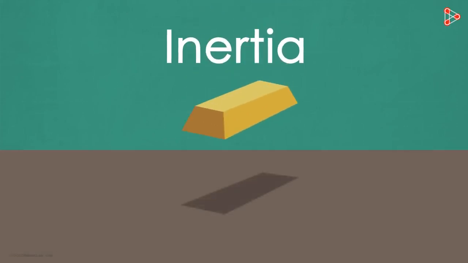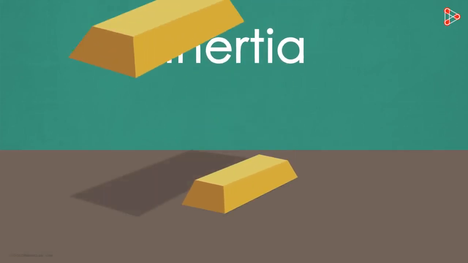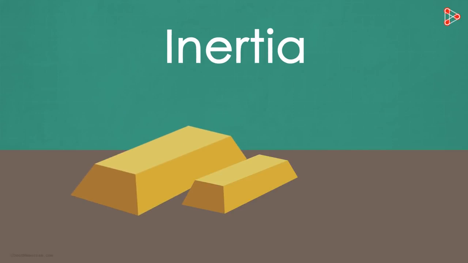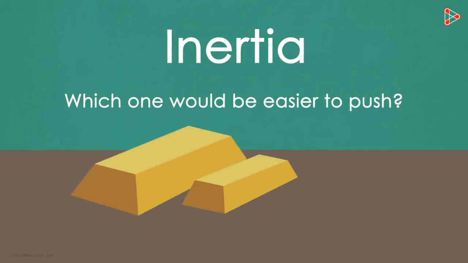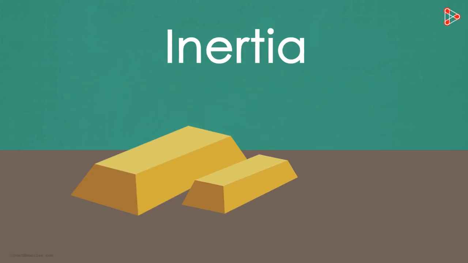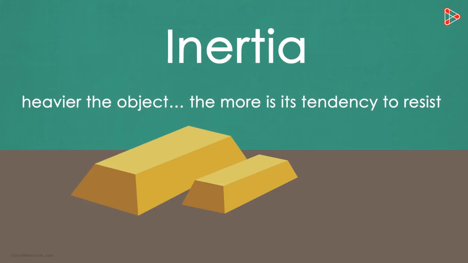There's a tiny brick kept on a table next to a relatively larger and a heavier brick. Which one do you think would be easier to push? Without doubt, the tiny brick, correct? Yes, but why is that? It's because the heavier brick's tendency to resist change in motion is more. The heavier the object, the more is its tendency to resist the change in motion.